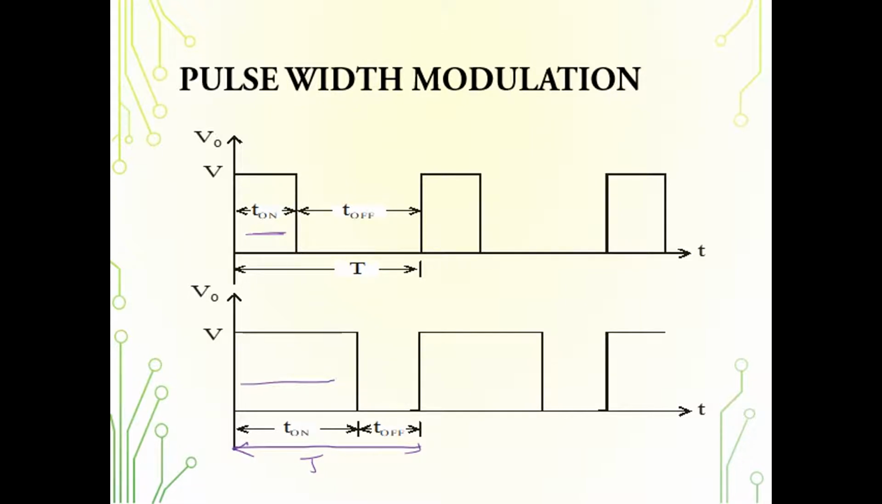Obviously, when you are keeping time period T fixed, if you increase T on, then T off is going to be less. So we have obtained the expression for step down chopper. What is it? VDC is equal to V into T on by T. So in this, we can obtain a variable DC output by varying the on time of the thyristor.